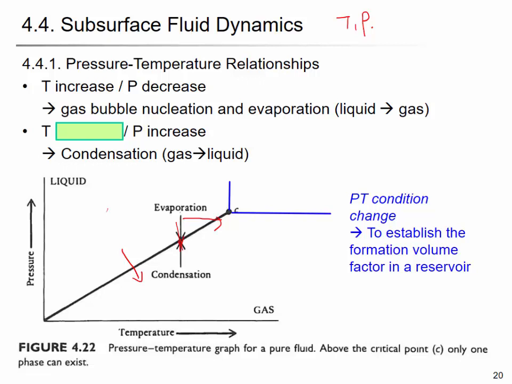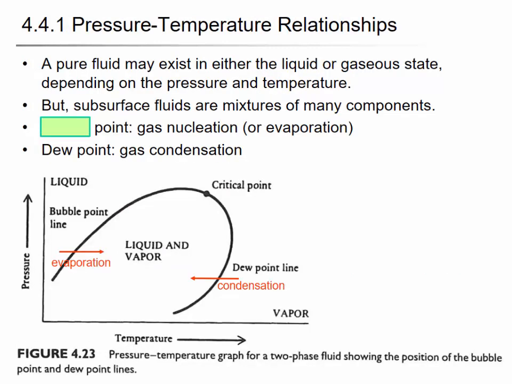And the opposite reaction is the condensation from gas to liquid. So if you have a temperature decrease, in this direction, the gas will condense. And if the pressure increases, the gas will also condense into liquid. Then a pure fluid may exist in either the liquid or gaseous state, depending on the pressure and temperature. But subsurface fluids are a mixture of many components. Then bubble point and dew point. Finding the bubble point and the dew point for a mixture is also one of the research topics in chemical engineering.